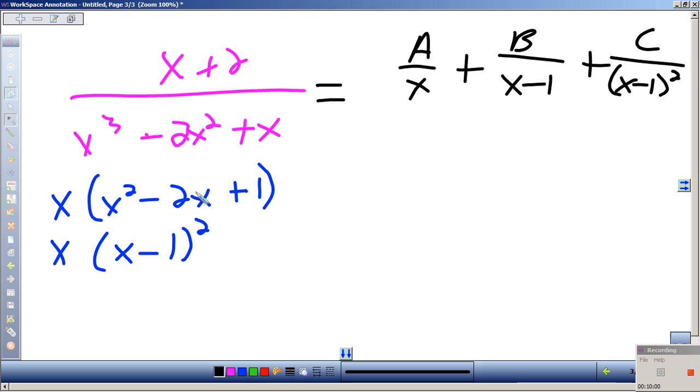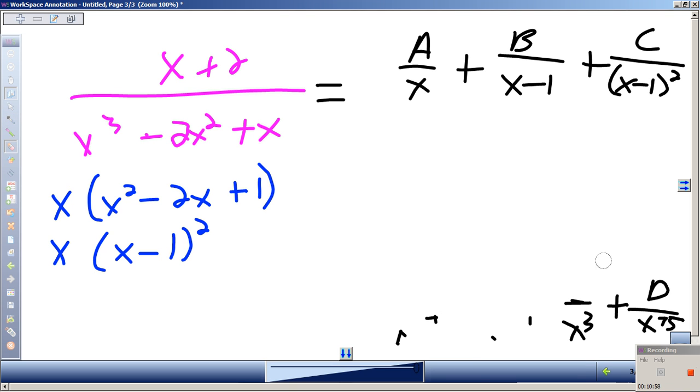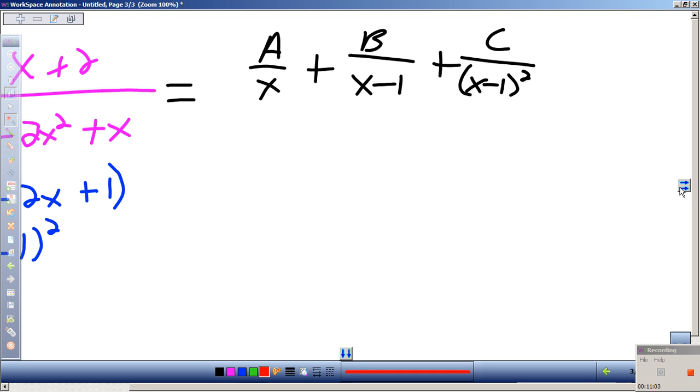So basically we have x minus 1, and then here x minus 1 squared. If we have the same thing, say x cubed times x plus 5 on the bottom, we have a over x plus b over x squared plus c over x cubed plus d over x plus 5. We have to have every power up to this point represented. But from here, we're going to treat it basically the same. We've got 3 variables. What do we do?